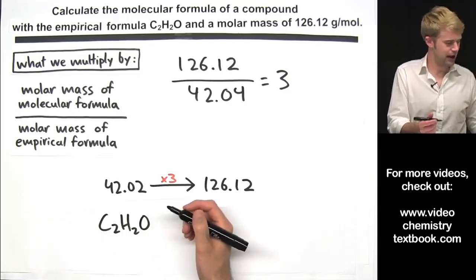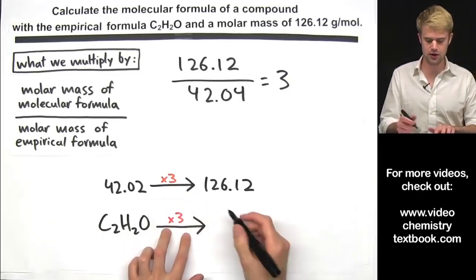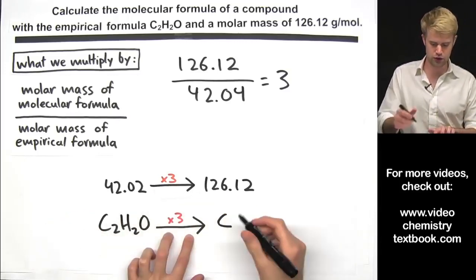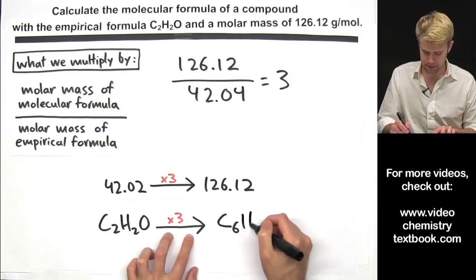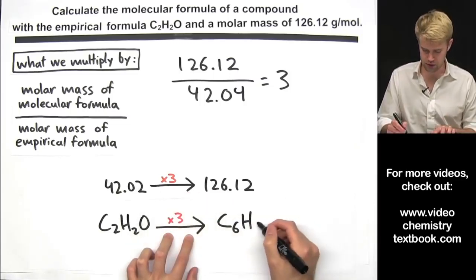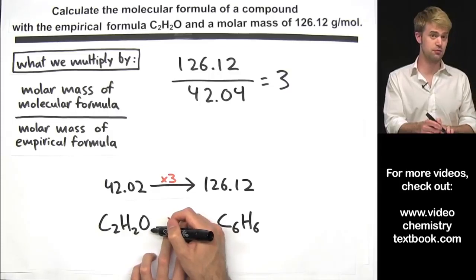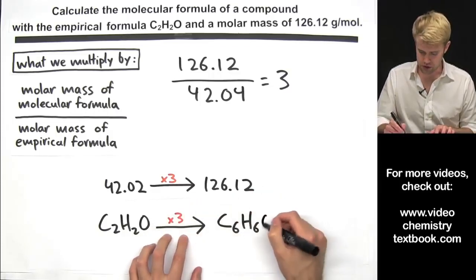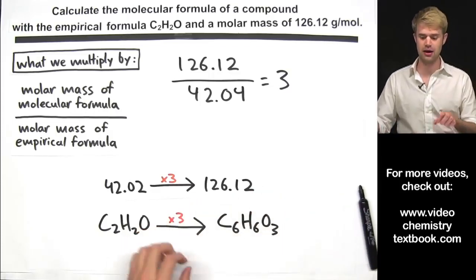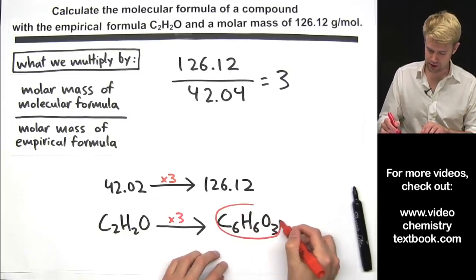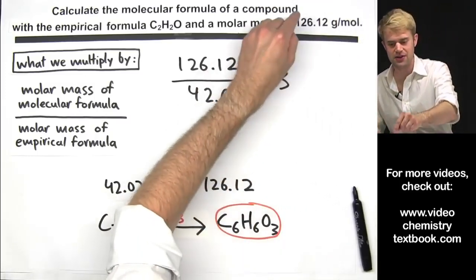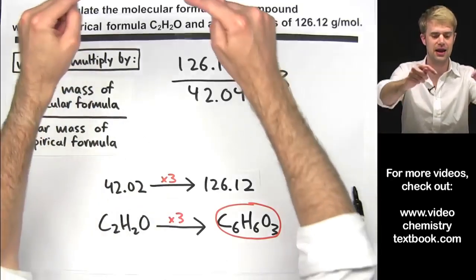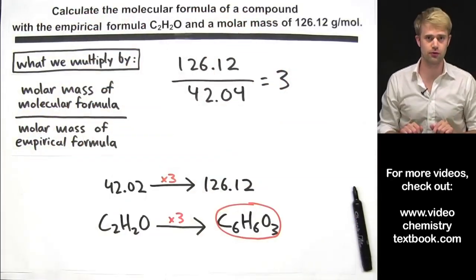Now to get the molecular formula of the compound, we'll take the empirical formula, C2H2O, and multiply it by 3. So we'll get C, 2 times 3, 6, H, 2 times 3, 6, and O, we assume there's a 1 here, 1 times 3, O3. And this is a molecular formula that has a molar mass of 126.12 and has this as its empirical formula.